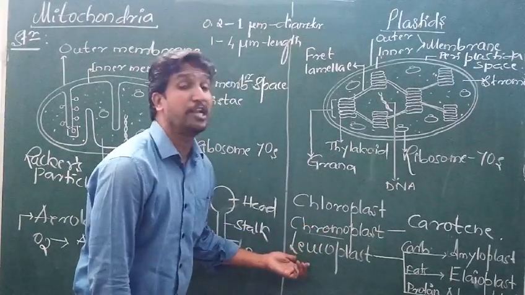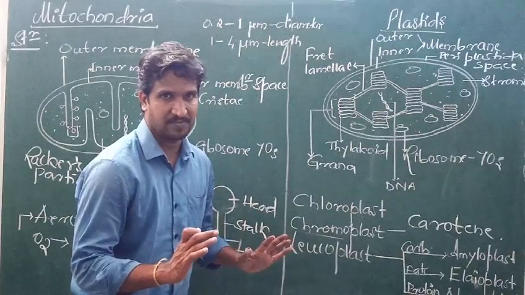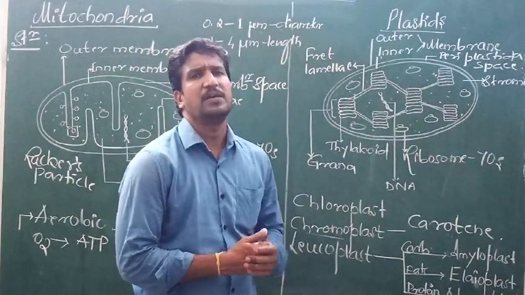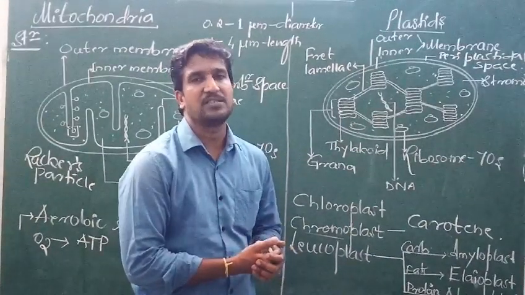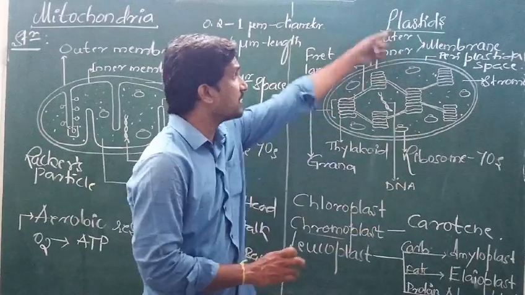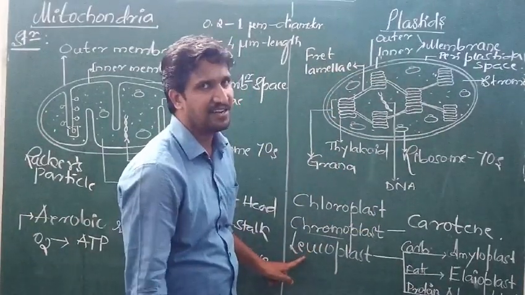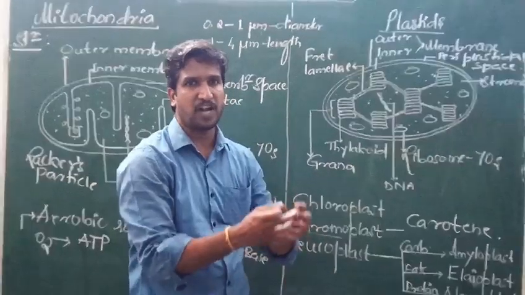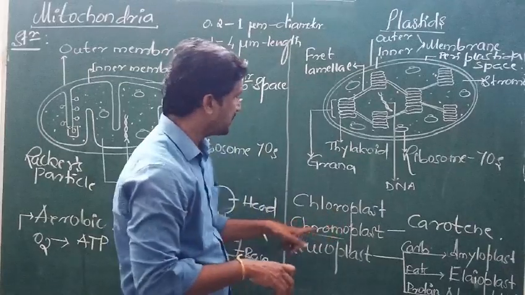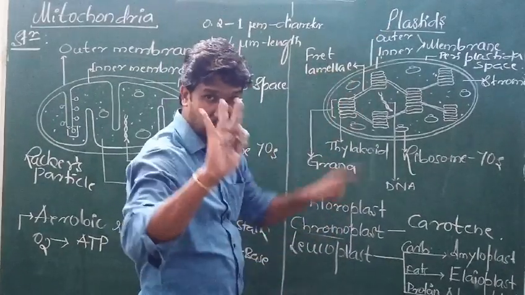The third one is leucoplast, colorless plastid. It does not have any colors, like some jasmine flowers, which are colorless, and that is also a plant cell, and that also contains plastid. Which plastid? Leucoplast. Right? Colorless one. Potato is there. When you cut the potato open, inside it is colorless, white in color. What kind of plastid is present? Leucoplast.